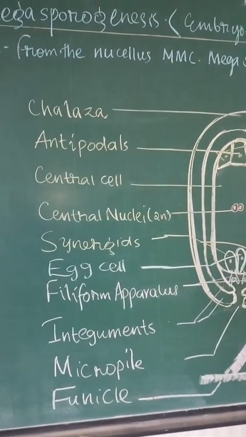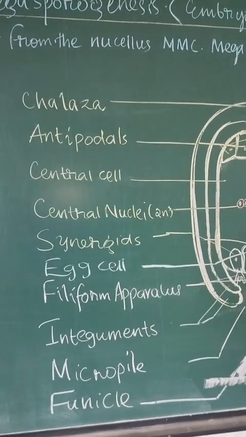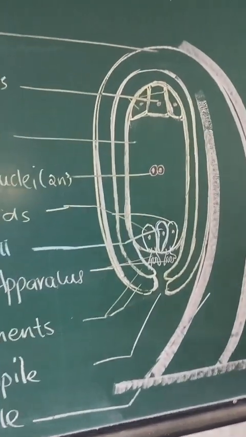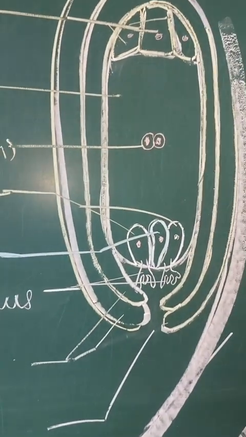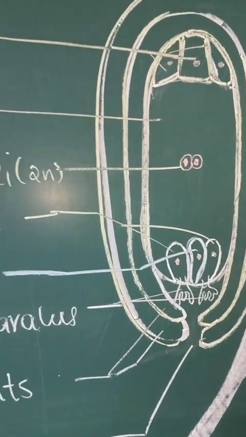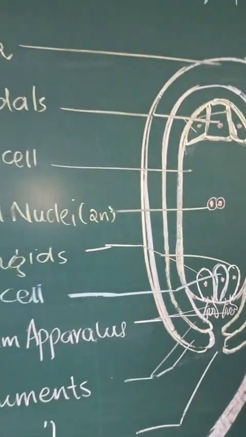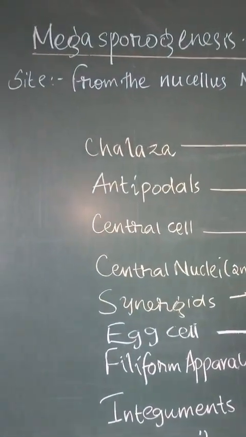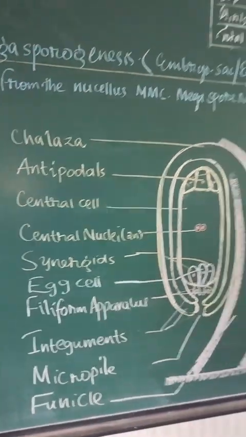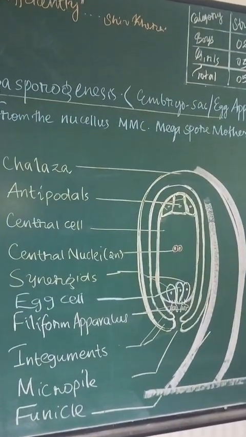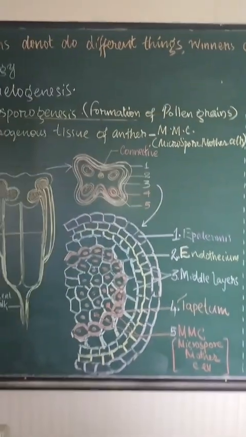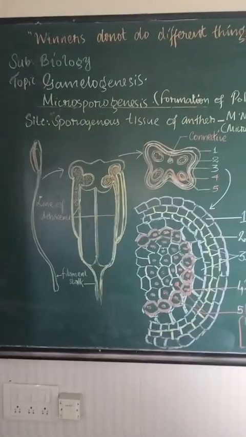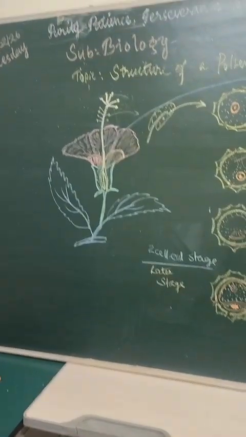Drawing and labeling of the various parts and their functions, starting from the stalk, the micropyle, the opening, and the filiform apparatus, finger-like projections, and the synergids, the egg cell in the center, and the central cell with the central nuclei, and antipodals on the top at the chalazal end. So we will be discussing drawing and labeling and identifying the parts and functions of gametogenesis, the pre-reproductive events.